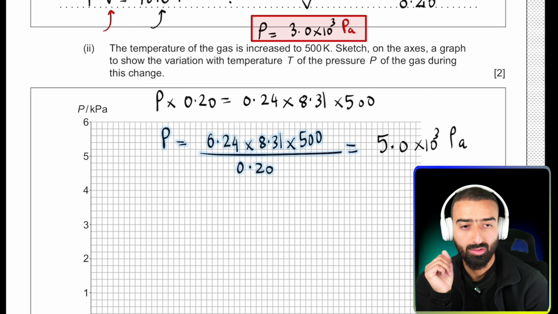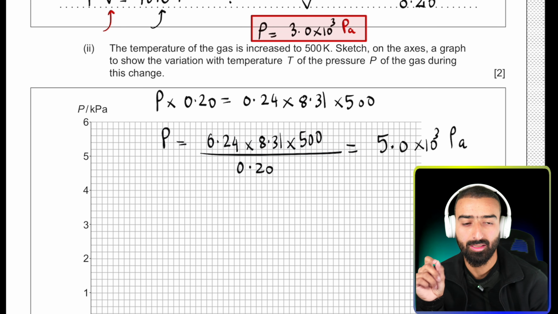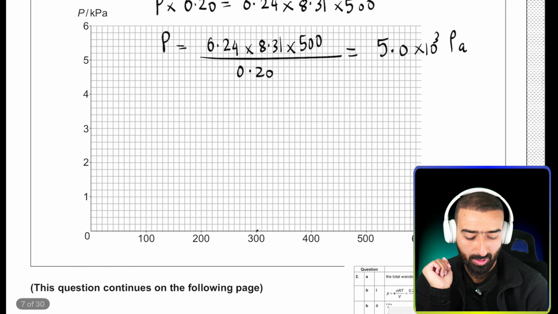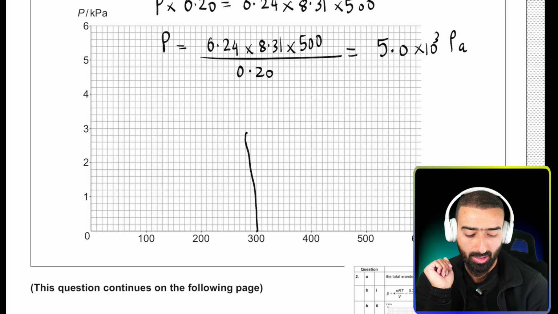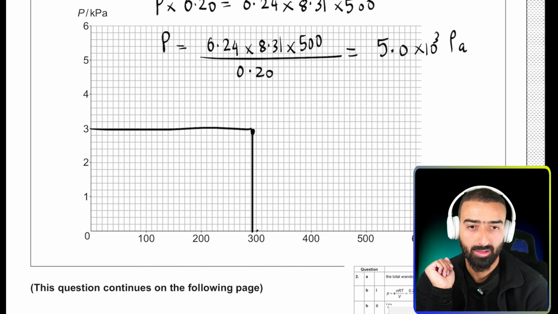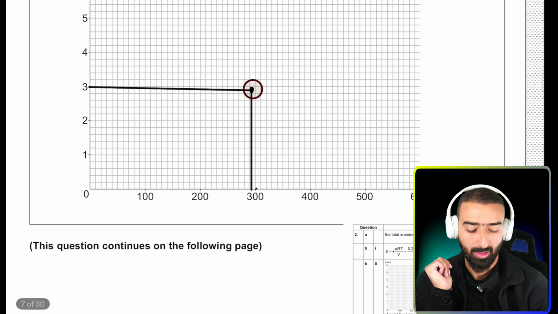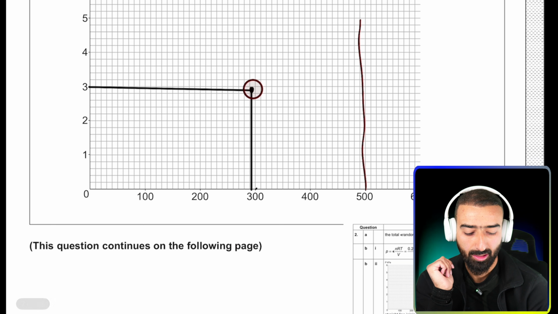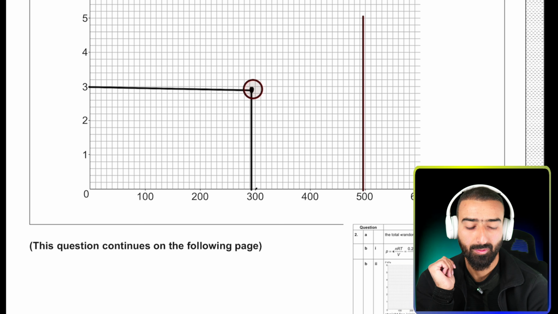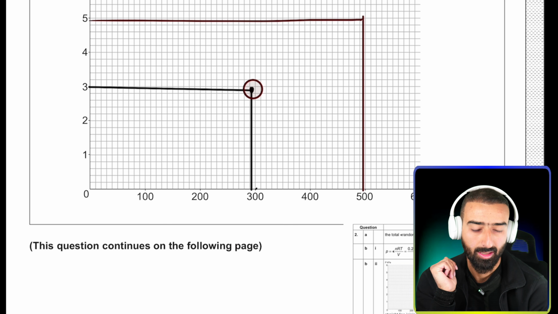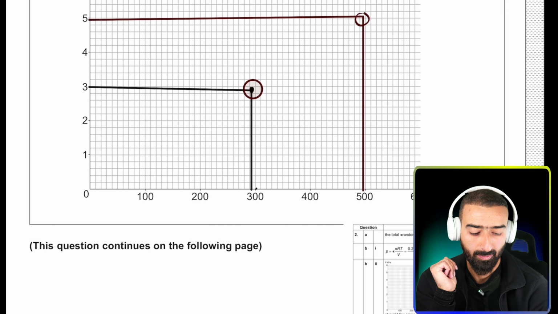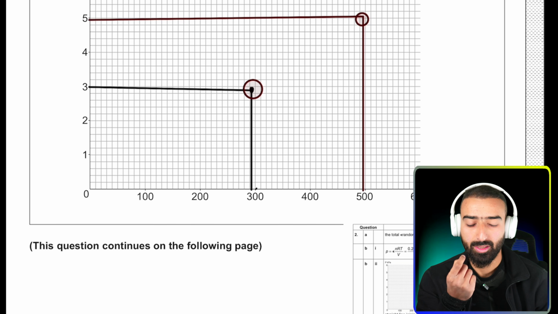Alright, so let's draw those two data points on this graph. When temperature is 300, the pressure is 3 kilopascals. That means we are looking at a data point over here. When the temperature is 500 Kelvin, the pressure is 5 kilopascals. That is a point over here. So these are the two data points we have.